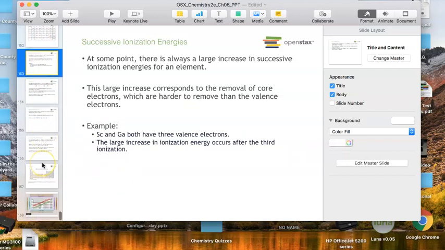So in successive ionization energies, at some point there's always a large increase in ionization energy for an element. This large increase corresponds to removal of core electrons, which are harder to remove than valence electrons. So scandium and gallium both have 3 valence electrons. The large increase in ionization energy occurs after the third ionization.